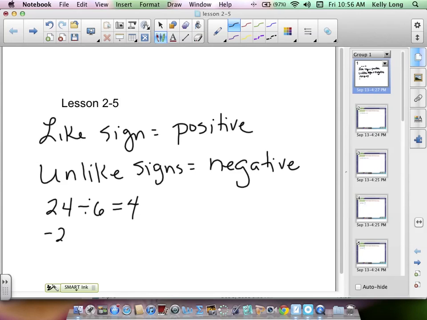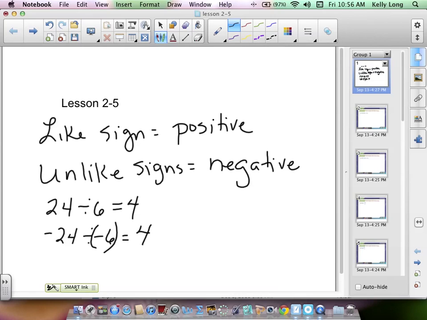Or if you had a negative 24 divided by a negative 6, like signs, okay, so my answer is still going to be a positive 4. Now remember, they may put that negative in parentheses around that negative 6. That's all that means, is showing you that that is a negative sign and not a minus sign.